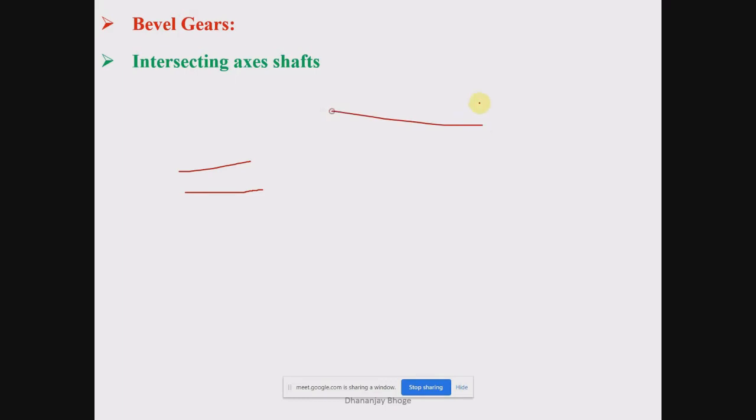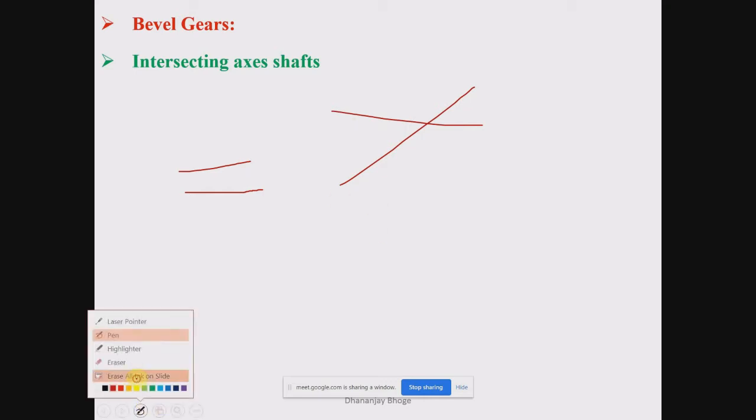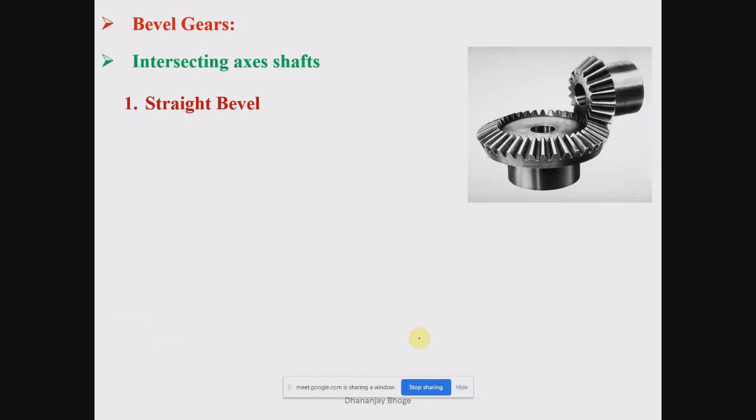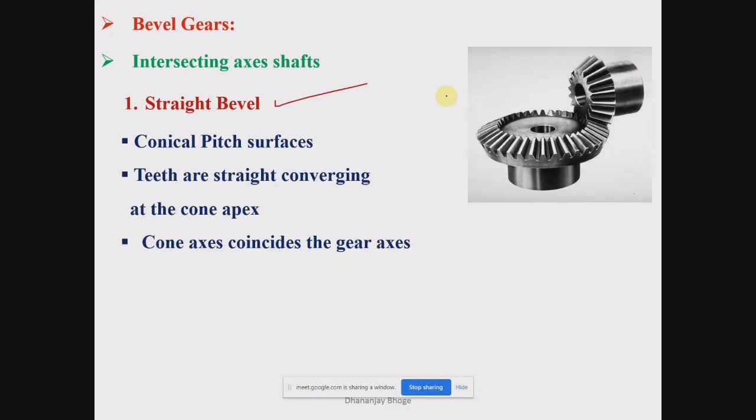आता राहिलं काय? Intersecting axis shafts. So to connect the intersecting axis shafts, we use bevel gears. Okay. So bevel gears can also be straight bevel gears or spiral bevel gears like helical gears. Okay. So in case of straight bevel gears, teeth are straight, converging at the apex of the cone.